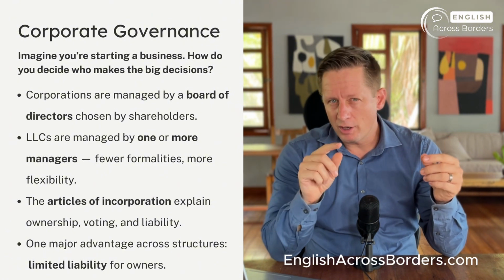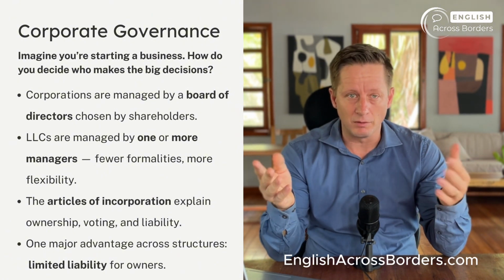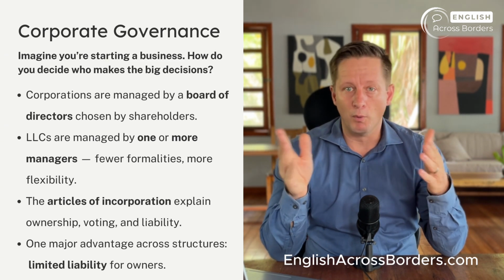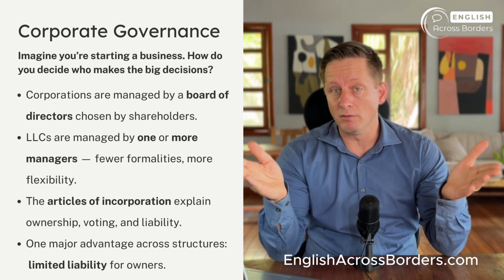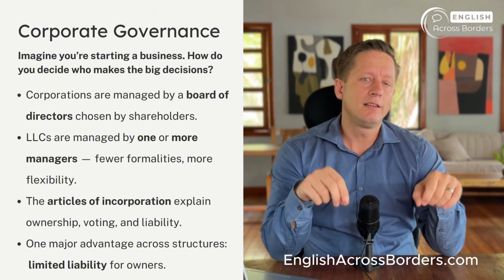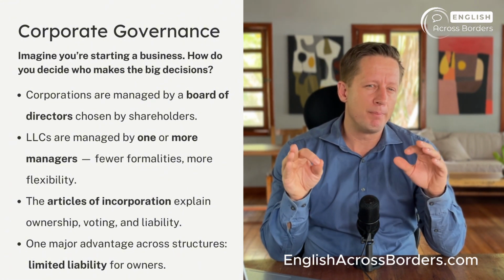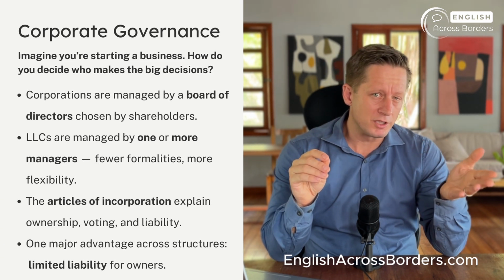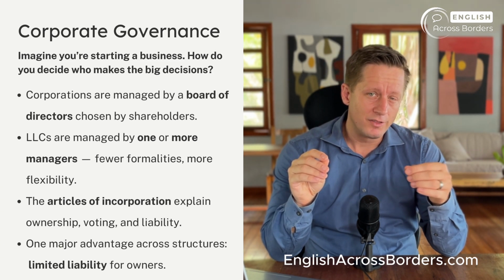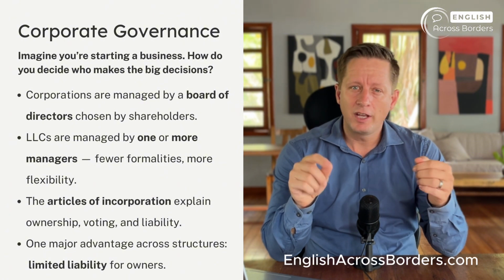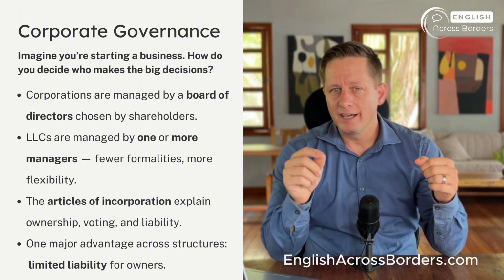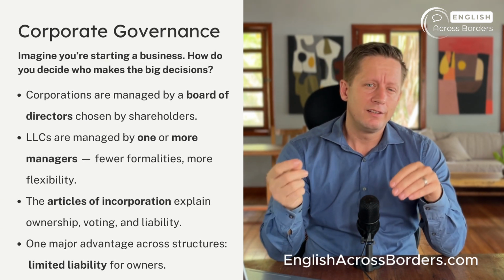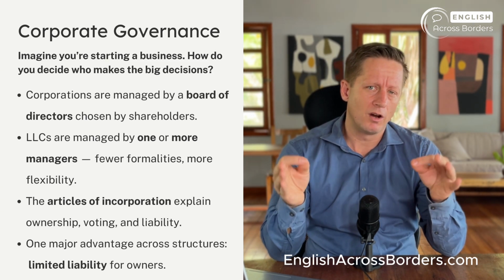company. Now compare that to an LLC or limited liability company. These are much simpler. Instead of a board, the day-to-day operations are handled by one or more managers. It's more flexible, and often it's better for smaller businesses or startups. At the heart of any corporation is a key document, the Articles of Incorporation. Think of it as the company's rulebook. It explains the ownership structure, outlines shareholder rights, and describes how liability and voting are handled.